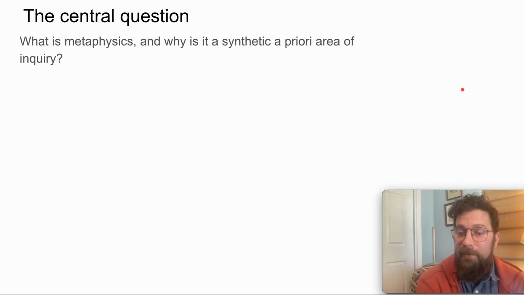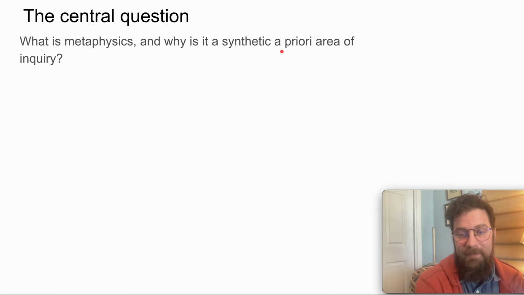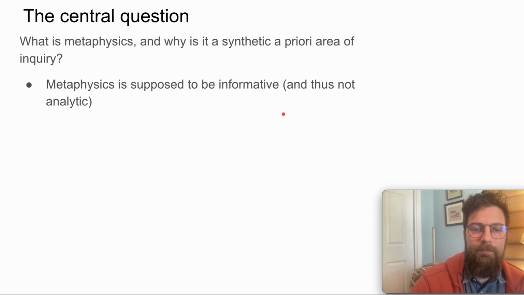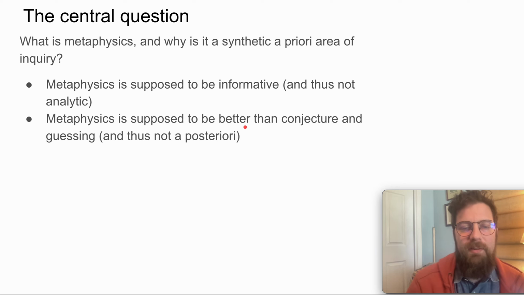He's going to say that if we're going to do metaphysics, if we're going to speculate about the nature of reality, it's going to need to be synthetic. It needs to tell us something new, right? But it's not like we're just doing science experiments, right? That's not metaphysics. That's the natural sciences for Kant. So we need metaphysics to be informative. And he's also going to say that metaphysics can't just be conjecture and guessing.